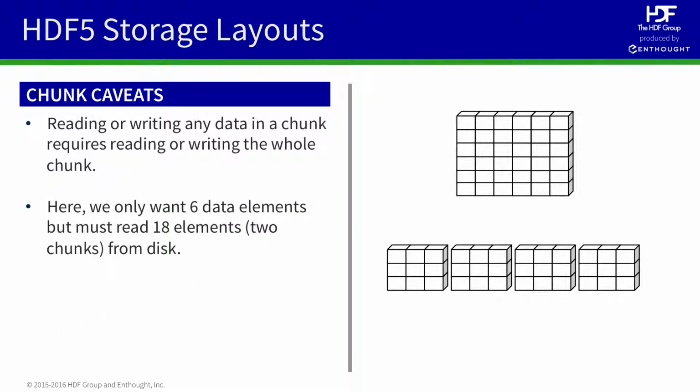There are some trade-offs, however. Because data for each chunk is all stored together, reading or writing any data that falls within a chunk requires reading or writing of the entire thing. In this case, if we wanted to read 6 elements in a row from our dataset, because that data intersects with 2 chunks, we are required to read both chunks from the disk. In other words, we only wanted to read 6 elements, but we are required to read 18 elements or 2 chunks from disk.